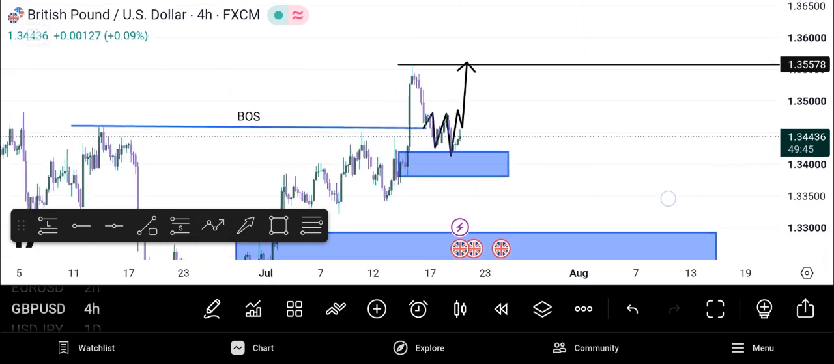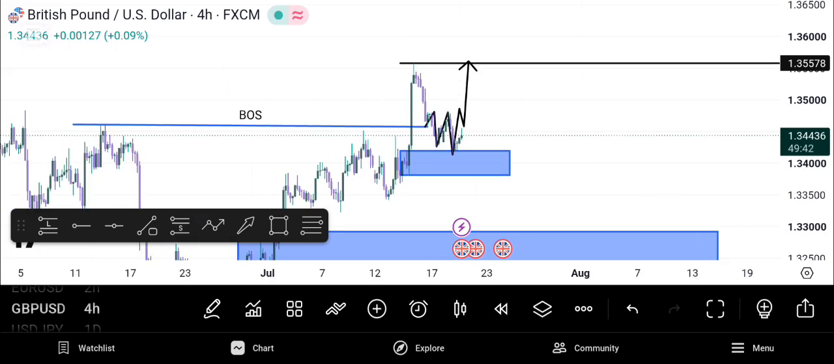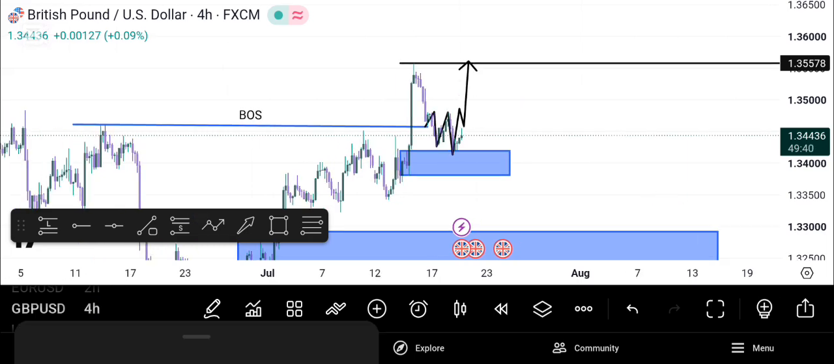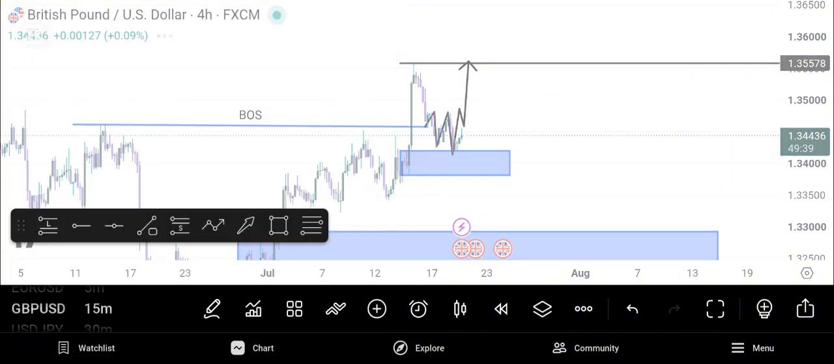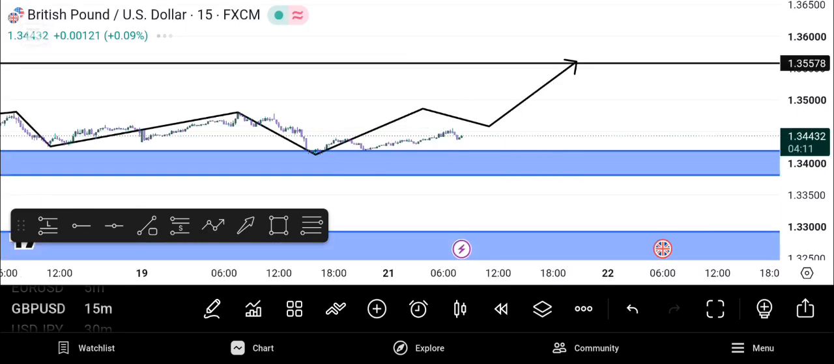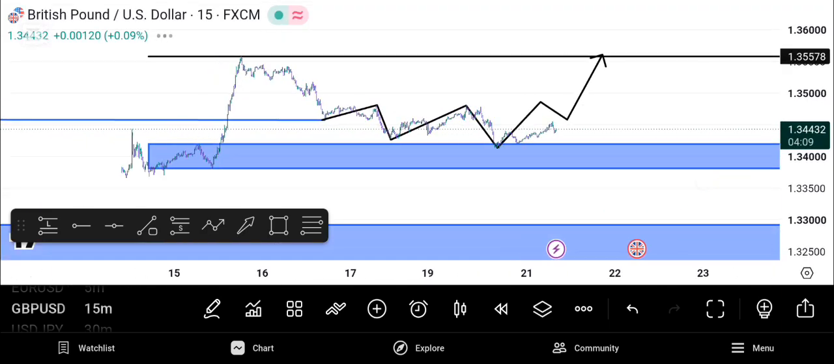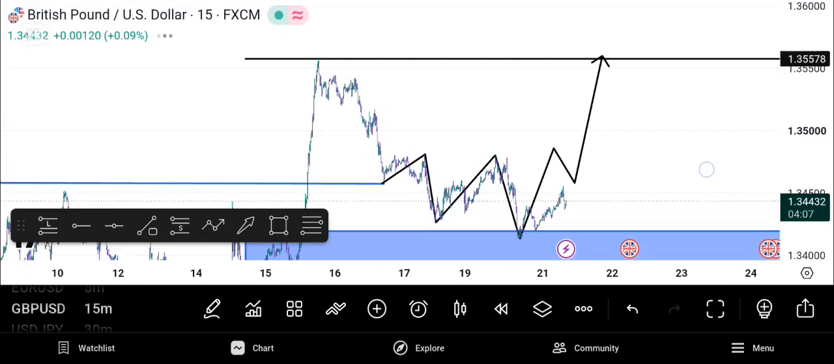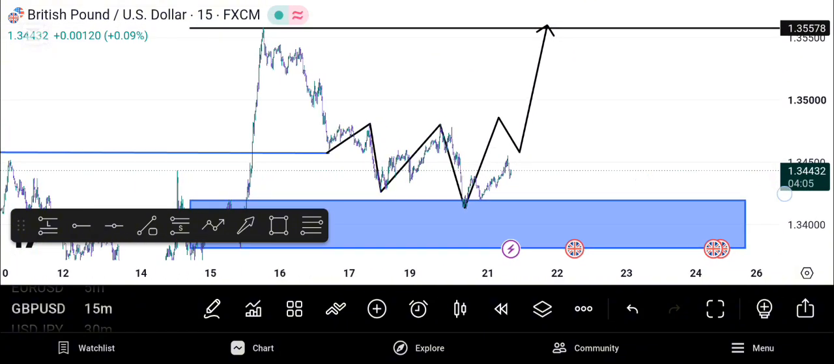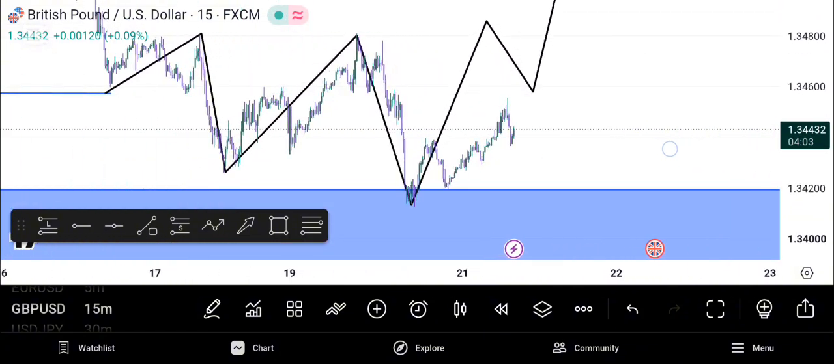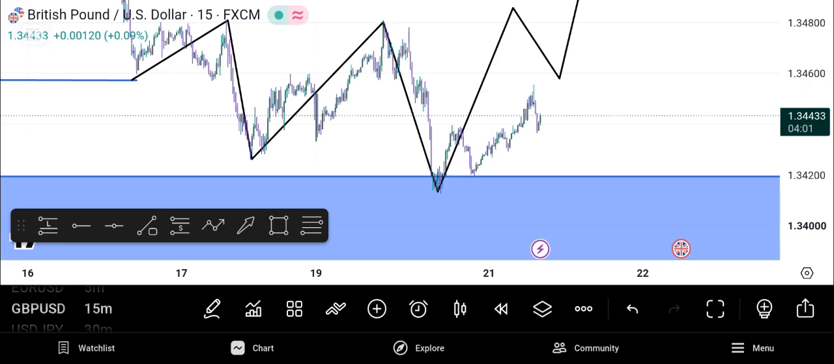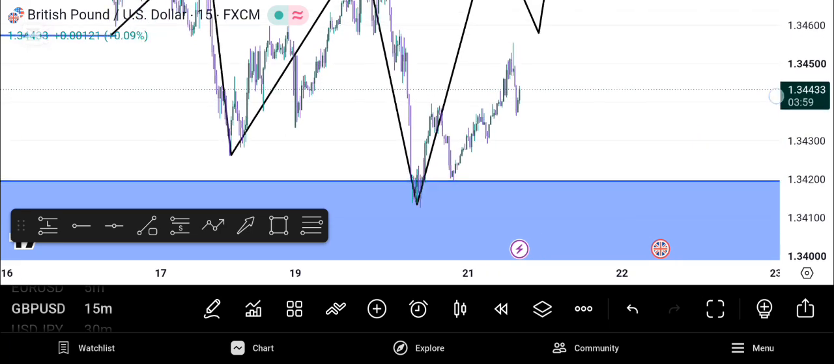But I missed that already, so I'll be looking for a market structure shift on the 15 minutes time frame before I enter this market again. So I'll be looking at this chart now from the 15 minutes time frame. Since I missed out my direct entry from the 4 hours, I'll be looking for a 15 minutes entry. So I will not do anything here. I'll trade only market structure shift.